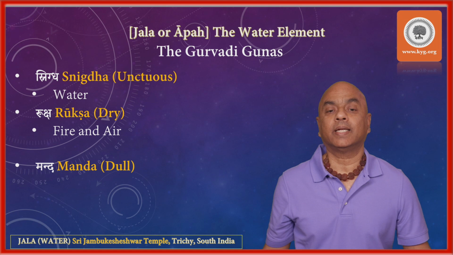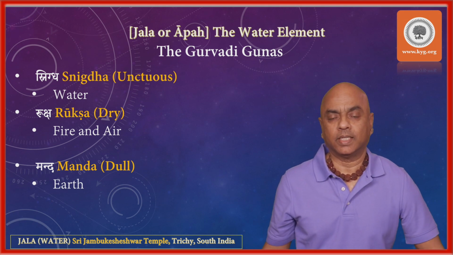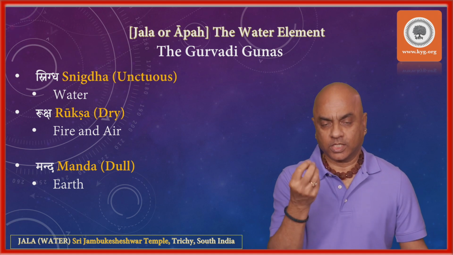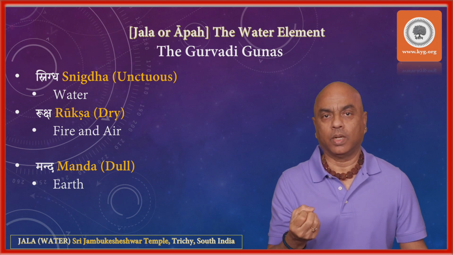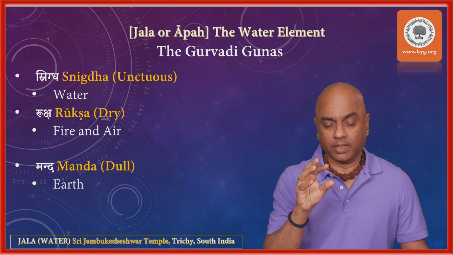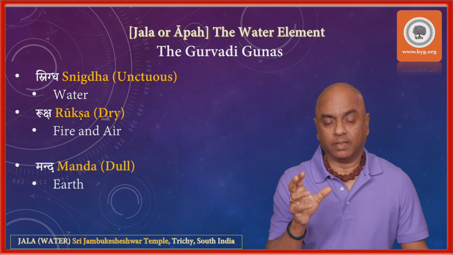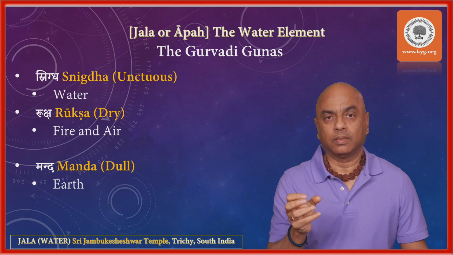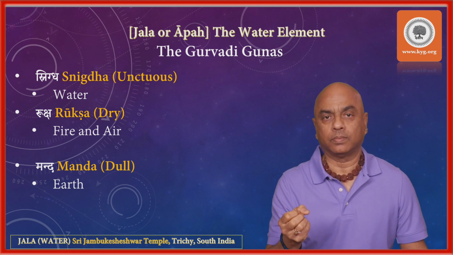Then comes dull, manda. Manda is predominantly earth. They are dull in nature. They slow us down. Now, alcohol is a good example of dullness, the manda quality. I'm not saying it's good or bad. I'm just saying that that's a quality. Similarly, meat, red meat especially, has this quality of manda, dulls the thinking, slows you down.